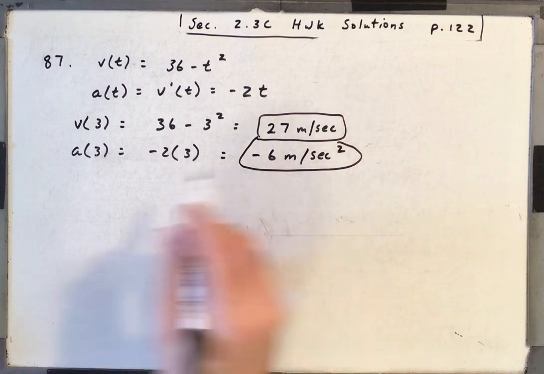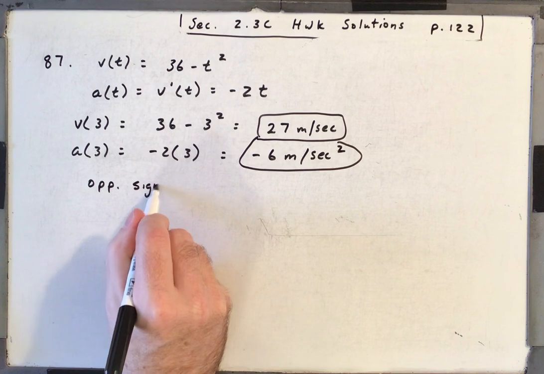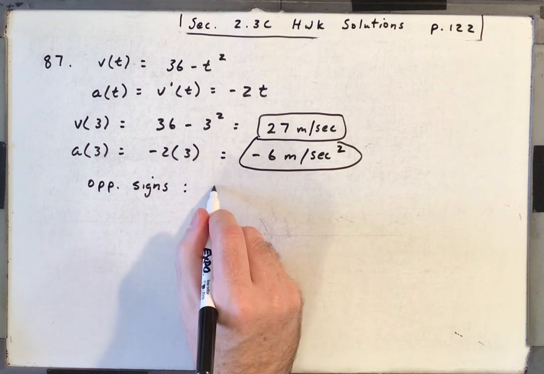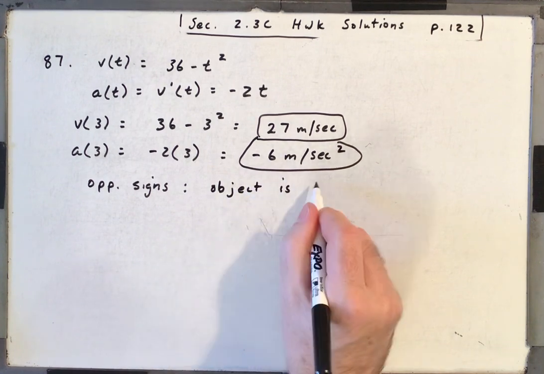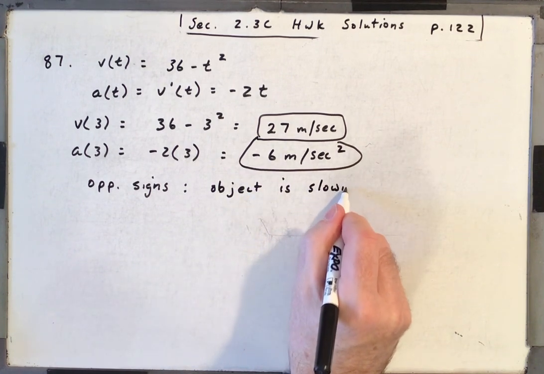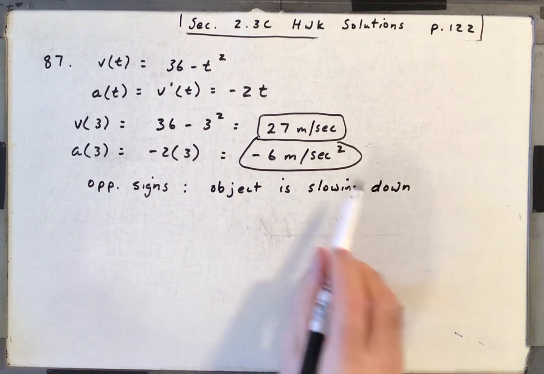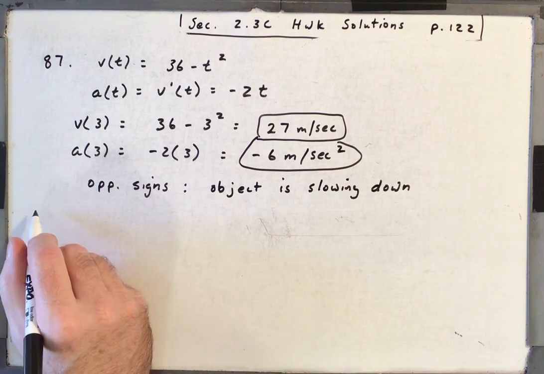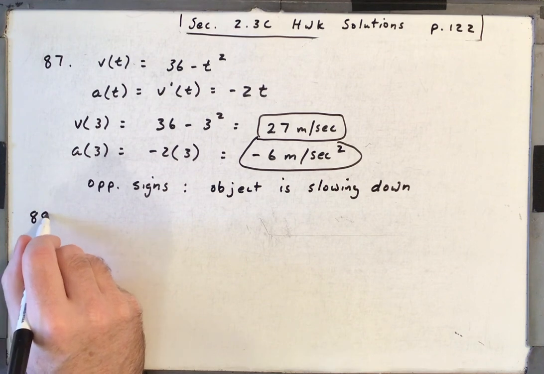All right, and when they have opposite signs, do you remember this from physics? It means that the object is slowing down. If they had the same signs, they would be speeding up. Okay, let's see if we can fit 88 in here.